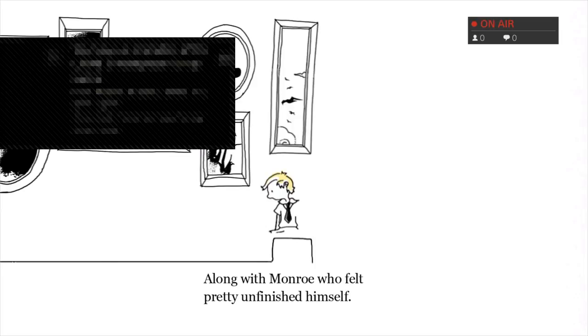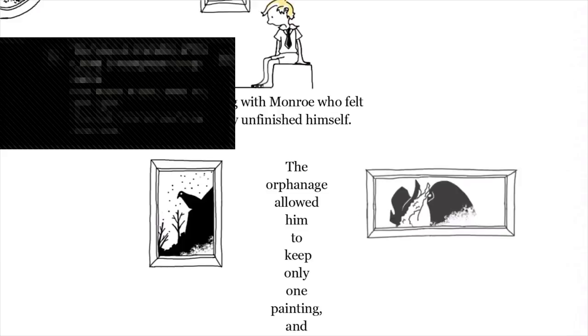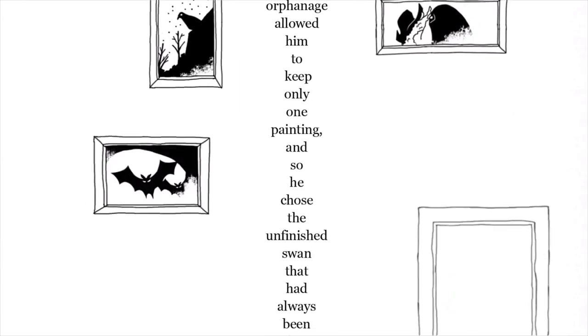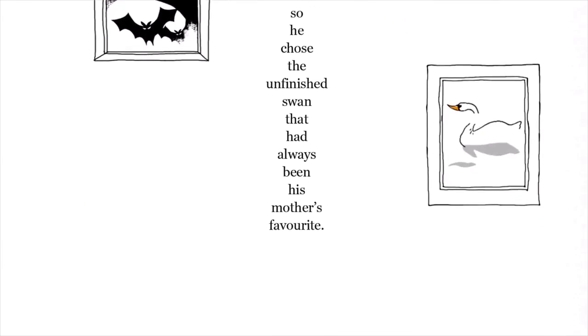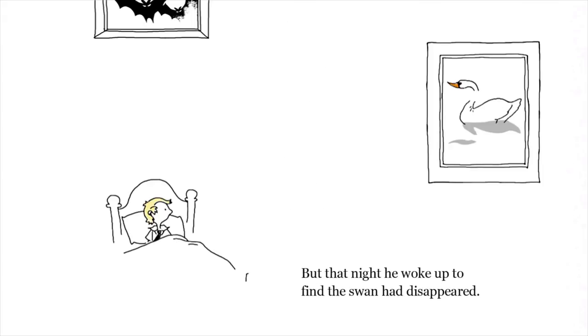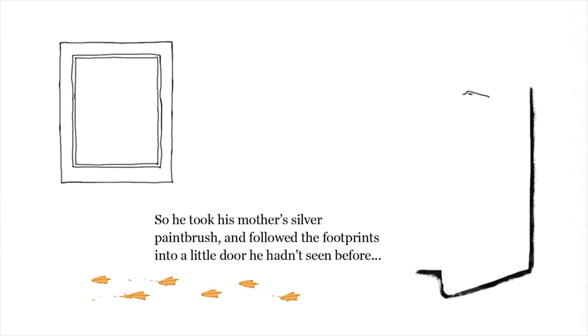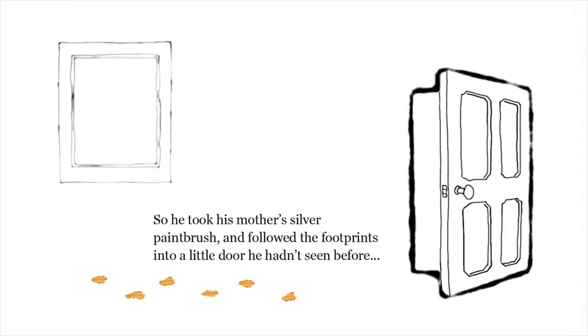Monroe's mother had always been much better at... who felt pretty unfinished himself. The orphanage allowed him to keep only one painting, and so he chose the unfinished swan that had always been his mother's favorite. But that night, he woke up to find the swan had disappeared. So he took his mother's silver paintbrush and followed the footprints into a little door he hadn't seen before.